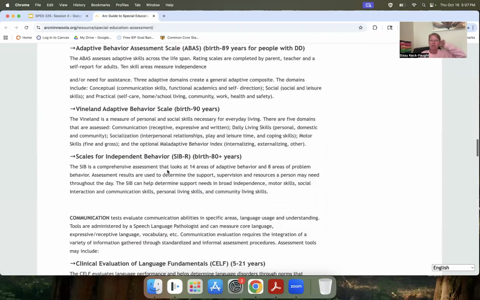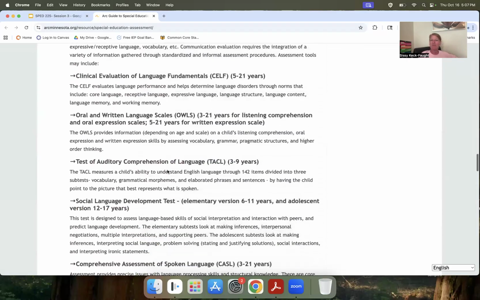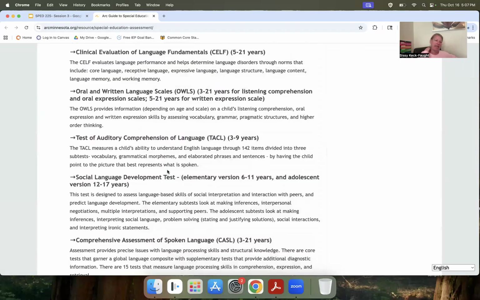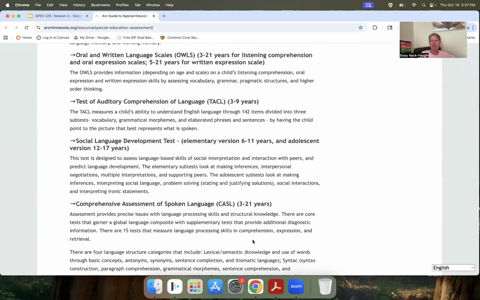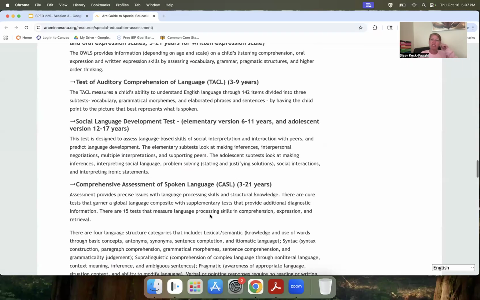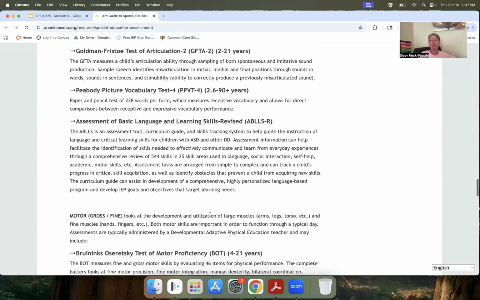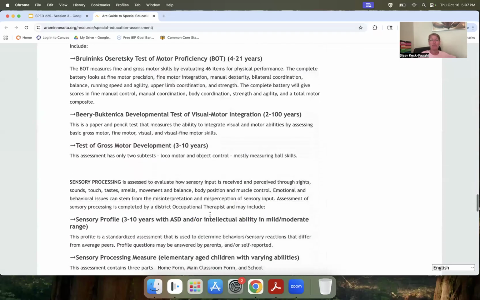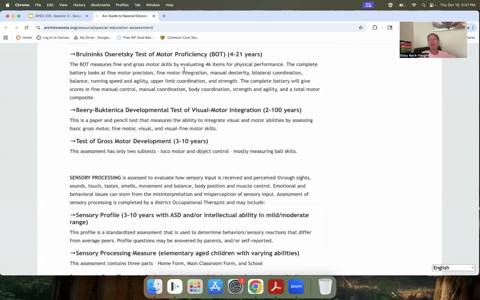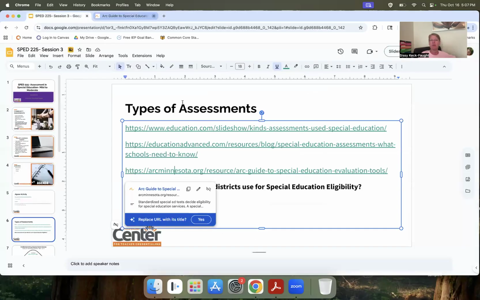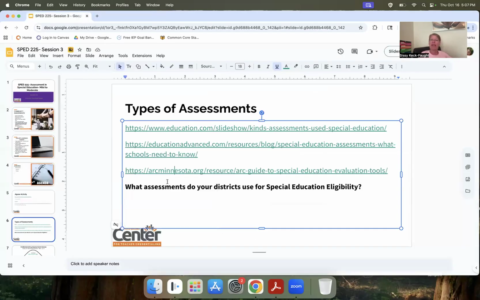There's a lot of the speech and language ones that you might see coming through. And like the CASTLE is a huge one that a lot of our districts use as well. So it just kind of gives you a little bit of information on some of those. If you don't know what it was testing or if you're not quite sure what it was, you can come back to this link here. And that's part of my presentation. You can bookmark that if you'd like.